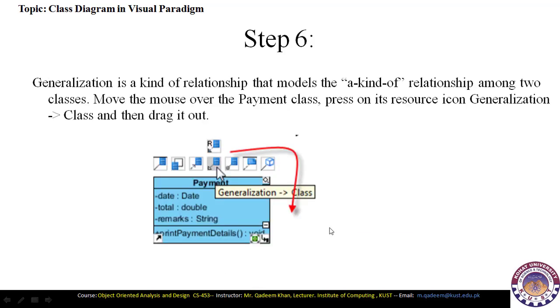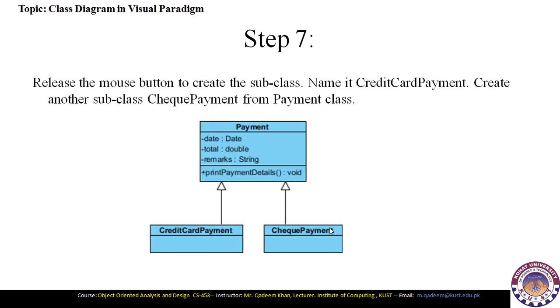So this will add the generalization relationship between two different classes. Now release the mouse button, which will create the subclass. The subclass will be the child of the parent class, and name it credit card payment. That means just click on the particular class and then type the text credit card payment, and create another subclass, check payments, from the payment class. So you can create another class as well from here.